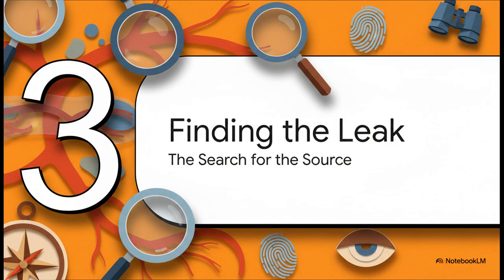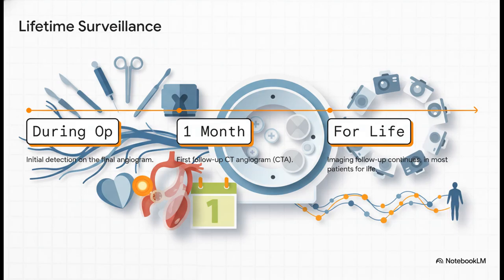So, if these leaks are so dangerous, how do we find them? This is where we shift from the problem itself to the detective work, and it really does require a lifetime of vigilance. This search starts right there on the operating table. They do a final angiogram to check the seal before the patient even wakes up. But that's just the beginning. There's a CT scan about a month later, and after that, the patient gets regular imaging for the rest of their life, just to make sure that repair is holding strong.